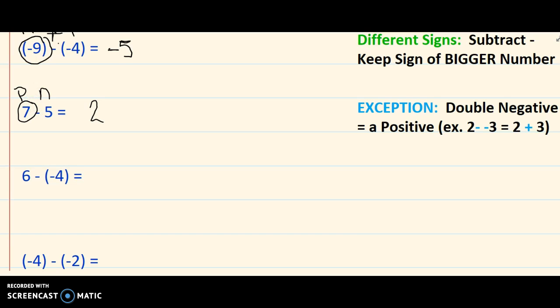All right, here, double negative. I'm going to put my plus sign out there. So the 6 is positive. Because of the double negative, that becomes 6 plus 4, so the 4 is positive. Oh, the signs are the same. Add and keep the sign.